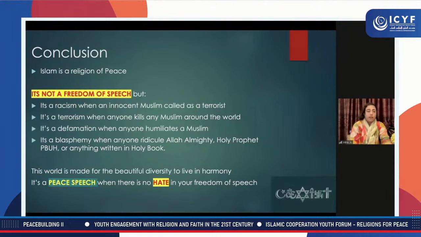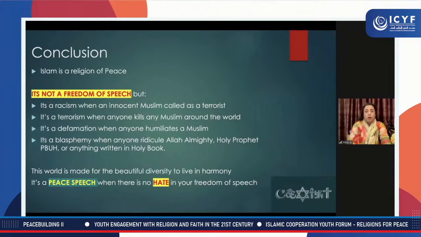So it's all about Islam. But actually, this formula can go to every human as well. It's racism when an innocent human is called a terrorist. It's terrorism when anyone kills any human around the world. It's defamation when anyone humiliates any human. So we should respect each other's religion, and we should respect each other as humans.